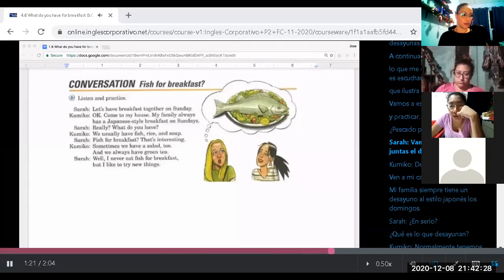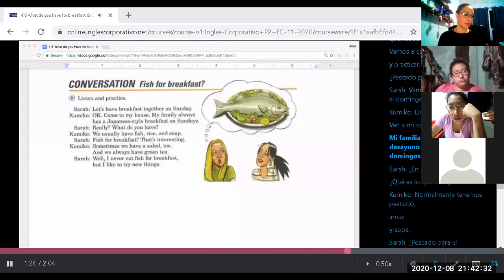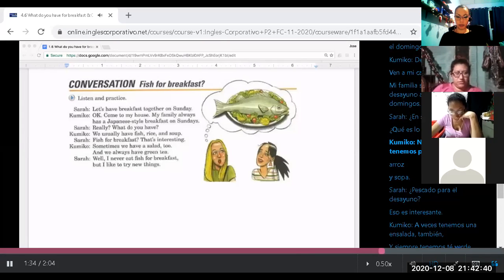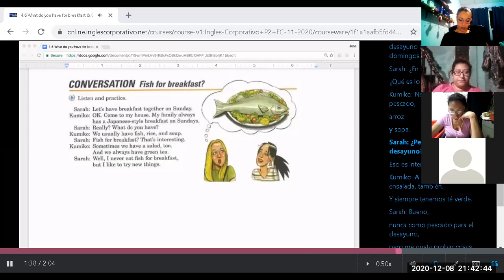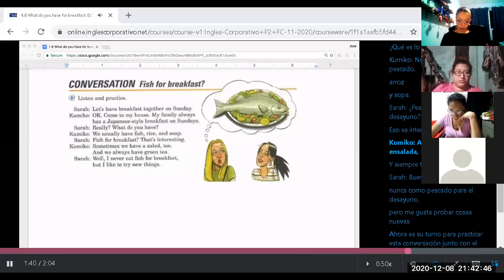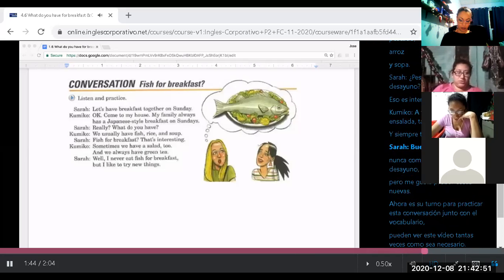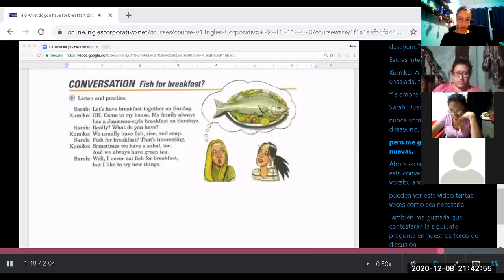Let's have breakfast together on Sunday. Okay, come to my house. My family always has a Japanese-style breakfast on Sundays. Really? What do you have? We usually have fish, rice, and soup. Fish for breakfast? That's interesting. Sometimes we have a salad, too, and we always have green tea. Well, I never eat fish for breakfast, but I like to try new things.